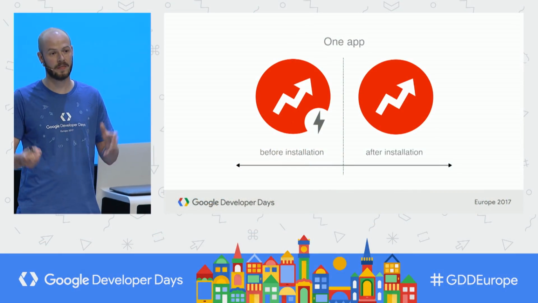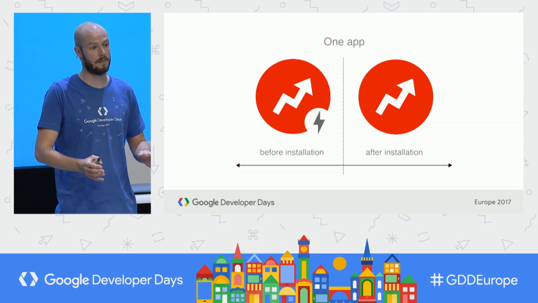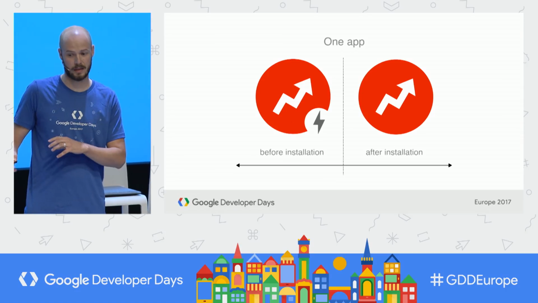In the end, it doesn't really matter what your app is. It's one app, be it before as an installed app, as an instant app, or afterwards. So you can essentially run the same code and don't have to rewrite everything. There is some refactoring involved, though, but I'll come to that a little bit later.